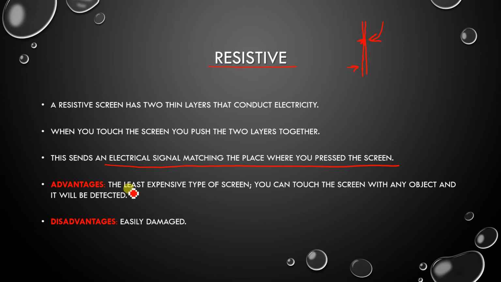Now, an advantage of this is, one, it's the cheapest of the three types, right? And two, any object can be used to touch it, whether it's your finger, a pen, your finger in a glove, or anything like that. Anything that touches it can work, no problem. Disadvantage is that it's easily damaged. So basically, if this top layer gets damaged, it's not going to work because you don't have the layer to push onto the other layer. So if the screen gets cracked, it's broken.